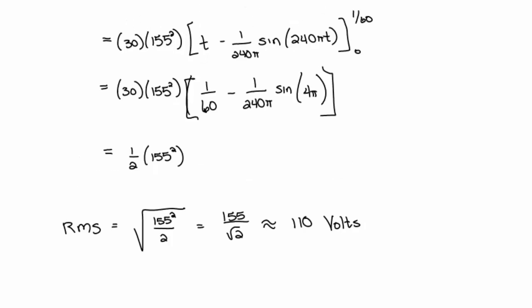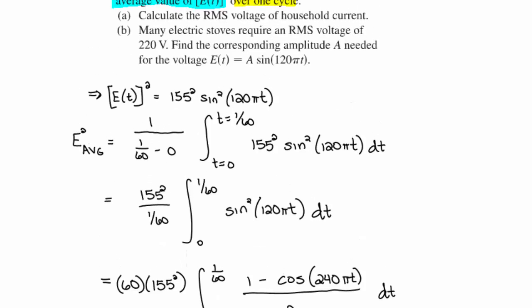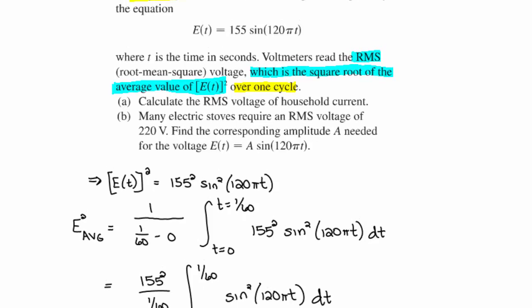Let's see what part B is asking. Many electric stoves require an RMS voltage of 220. Find the corresponding amplitude needed for the voltage E, which is A sine of 120 pi t. So we just need to figure out what we would do. Well, that almost seems like you would just double up that 155. But just in case, let's go ahead and redo the problem.